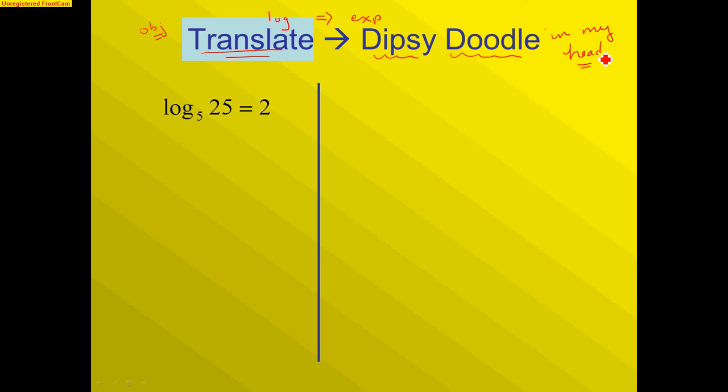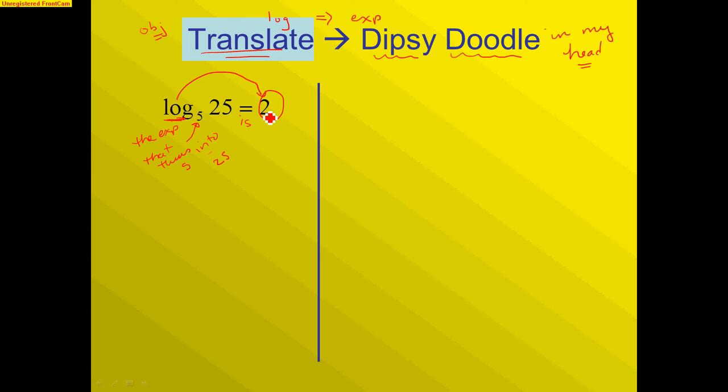Translate. Here's a log equation. There's no variables in it. There's just a bunch of numbers. I just want you to translate, like somebody gave you a Spanish sentence and had you translate back to English. So, can you read this? What do you say here? The exponent that turns 5 into 25 is 2.